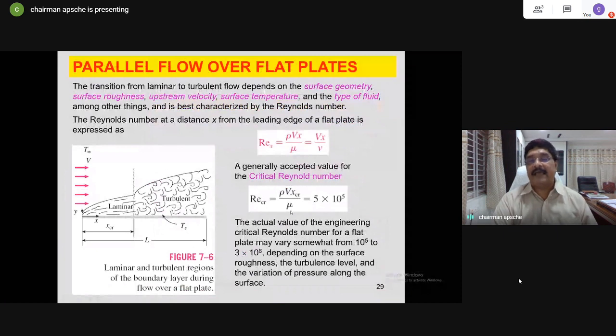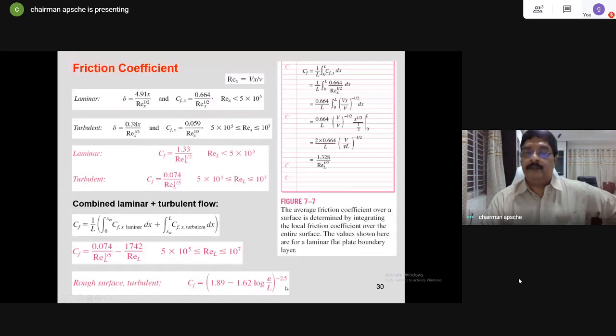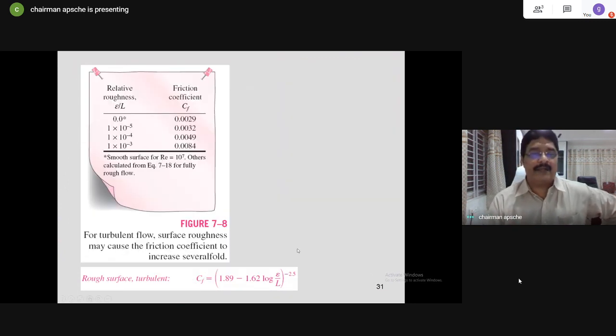So I have calculated what is critical Reynolds number. For a parallel plate, it is 5 into 10 power 5. Okay. So all these equations, I think I have given to you. These equations are available in your data book. You calculate delta T. I think we have discussed them at length. Therefore, I need not spend enough time here.